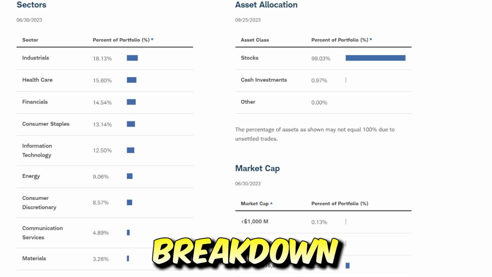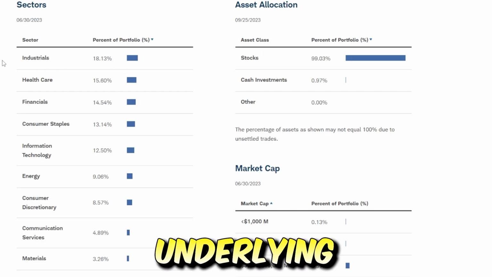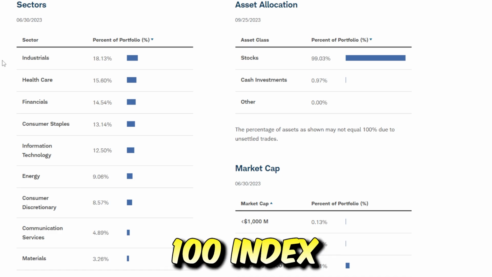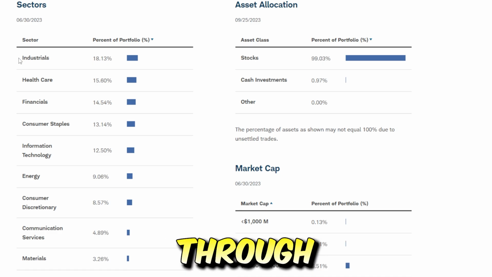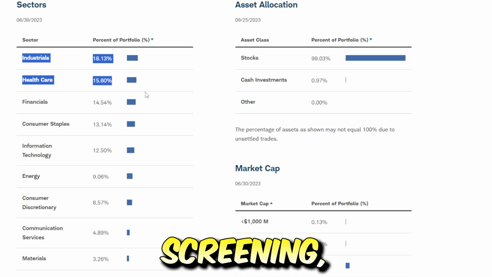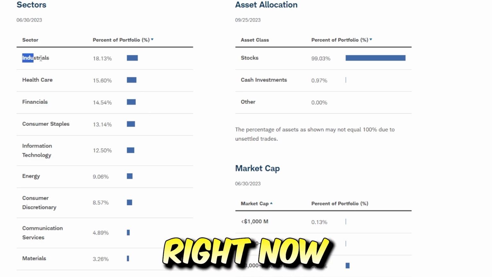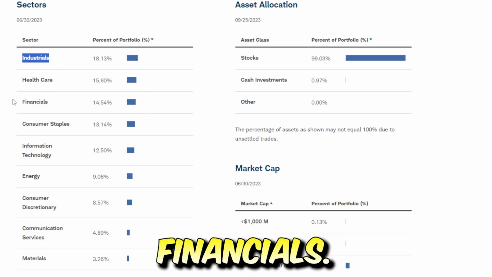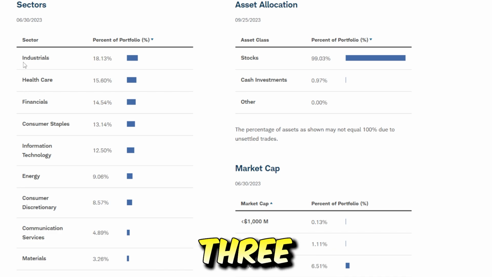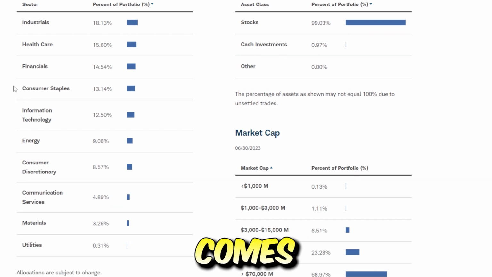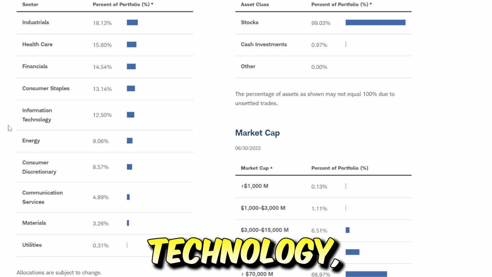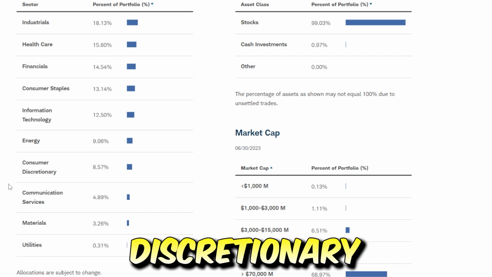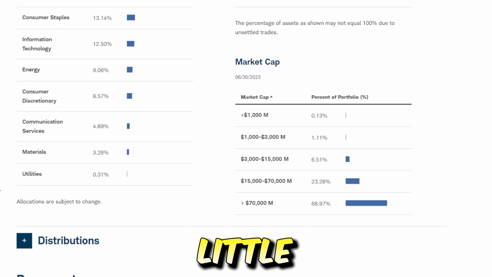And keep in mind, this holding breakdown is going to be an outcome of the underlying Dow Jones US Dividend 100 Index methodology. So through that methodology, through all different screening, the biggest portion of the ETF right now is things like industrials, healthcare, financials. These are the top 3 sectors as of right now. Next comes things like consumer staples, information technology, energy, consumer discretionary, communication services, materials, and a little bit of utilities.